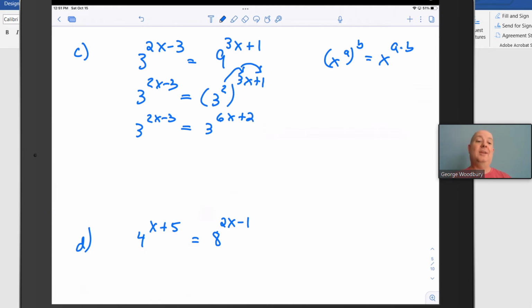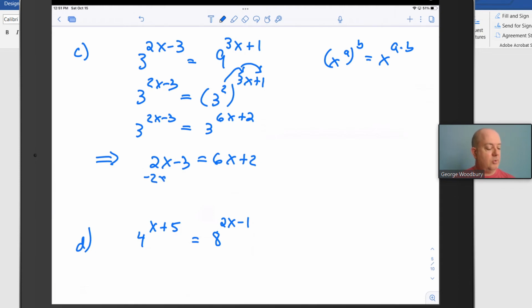Here we know that the bases are identical, so the exponents must be the same. And our new equation is 2x minus 3 equals 6x plus 2. And so what we've done is we've changed this equation from chapter 4 into an equation from chapter 1. And it's a pretty common math technique. When you run into something that you don't know how to solve, turn it into something that you've done before. And so here, we've taken this exponential equation and converted it into a linear equation. Now we know how to solve it.